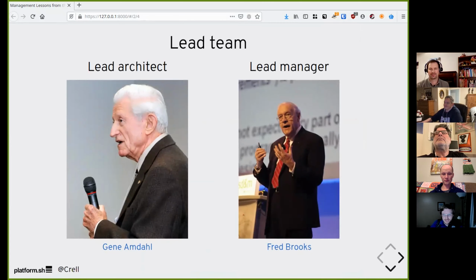The lead team for System 360 was these two people. Gene Amdahl was the lead architect, and Fred Brooks was the lead manager, project manager for it. Brooks is actually the person who coined the term computer architecture.